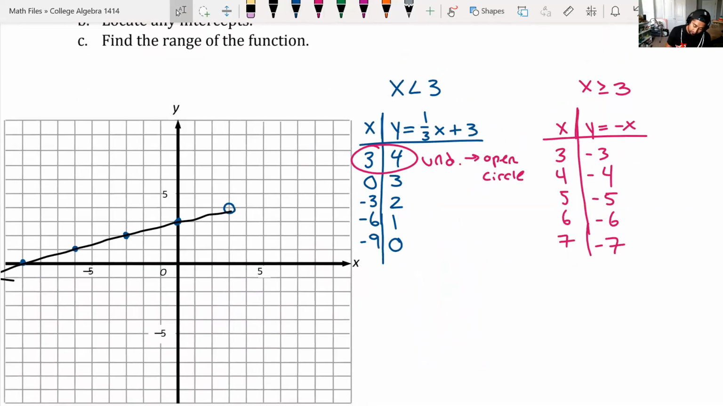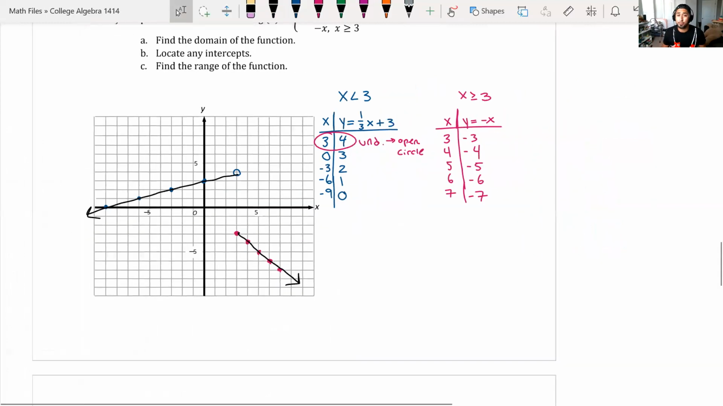Now let's see what that looks like. So 3, negative 3, right there. 4, negative 4, 5, negative 5, 6, negative 6, 7, negative 7. And our graph looks like this. There it is. There's the first part.